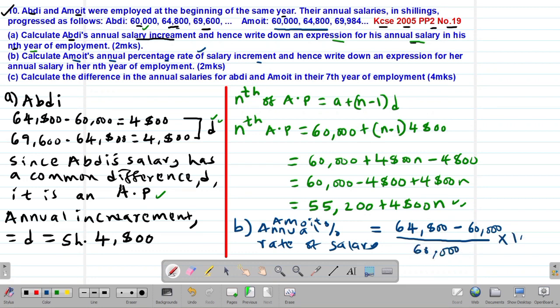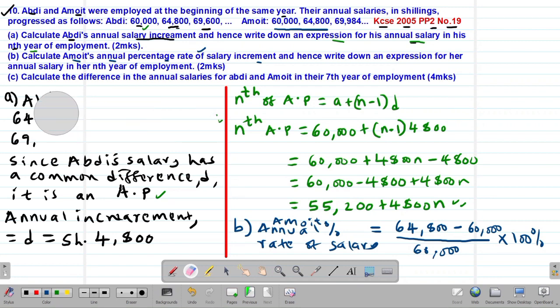Then we multiply this by 100%. It's just like we are finding the percentage change. So you find the change between any two consecutive terms, which is 64,800 minus the previous term divided by the previous term, then you multiply that with 100%. So that should give you the percentage change, or what we are calling the annual percentage rate of salary increment. That is for Amoit.